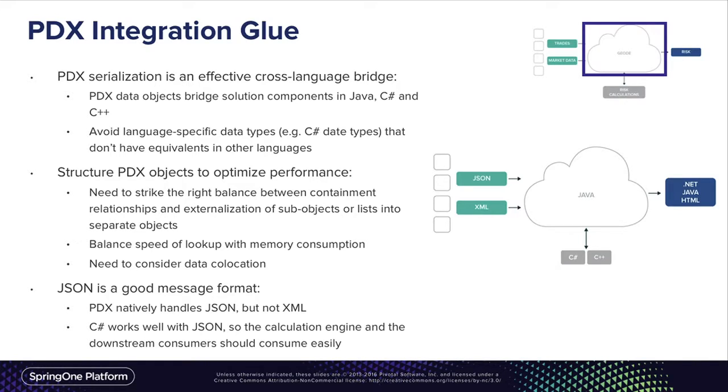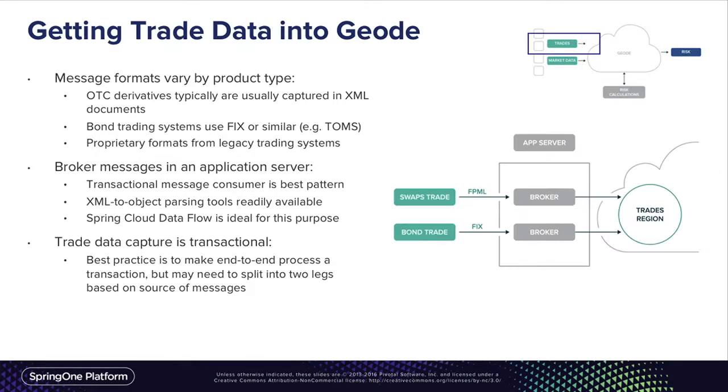Another nice thing about this PDX thing is that it deals with JSON natively. So JSON becomes a really nice format to use to push trades and market data and whatever else into Geode for subsequent consumption by the models. Not everything is going to be able to come in, though, in a nice simple format like that. You're going to get some things in like FpML format or something like that, and that's a big massive XML document.